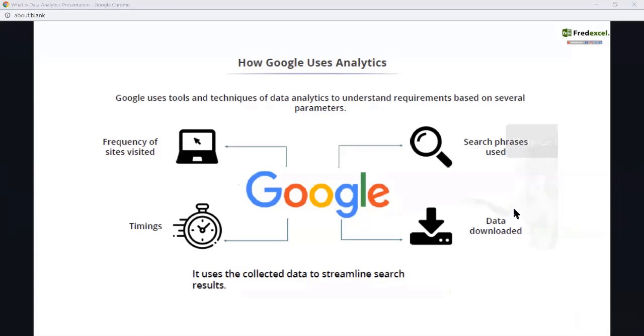It's capturing the time you visit a particular site. It's capturing the timing. It's capturing the search phrases you use. It's capturing the data you are downloading. And I can bet you that most of us, Google knows, without you even telling Google anything, where you stay and where you work or where you visit frequently, irrespective of whether you put your data on or off. Google knows where you are most of the time frequenting.